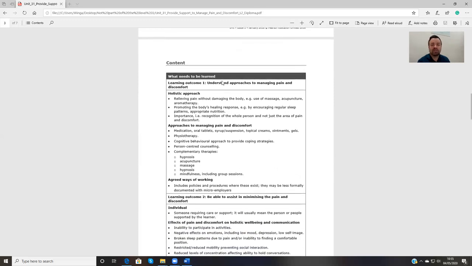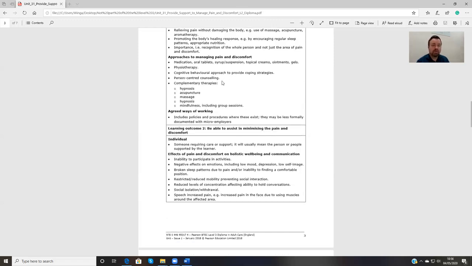So let's just have a look where we're going. Learning outcome 1, we understood approaches in managing pain and discomfort. We talked about the holistic, relieving pain without damaging the body. We could use alternative methods. We can promote the body's healing by promoting regular sleep, good eating and drinking patterns. It's about recognizing the whole person, so their physical and mental health. Approaches to managing pain, again, can look at using tablets, medication, therapy, CBT, or complementary therapy.